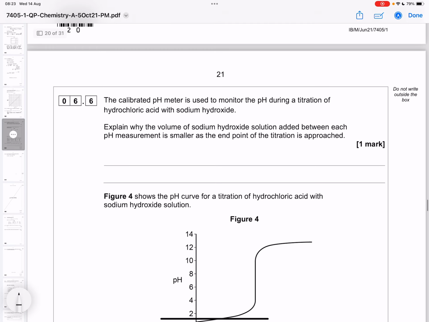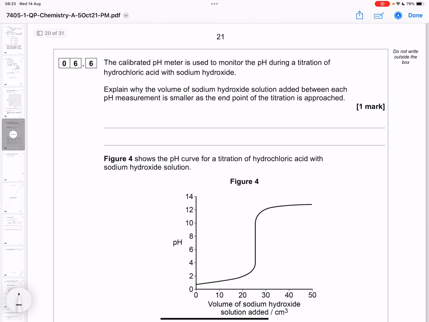The calibrated pH meter is then used to measure the pH during a titration of hydrochloric acid with sodium hydroxide. Explain why the volume of sodium hydroxide added between each pH measurement is smaller as the end point of the titration is approached. So what you have to understand here is that when you're getting close, if you look at the graph, when you get into this region at around about 25, you can see that the pH changes much, much more rapidly. So we need to start adding the volume of hydroxide much more slowly, so in much smaller amounts, to avoid missing the end point of the titration.